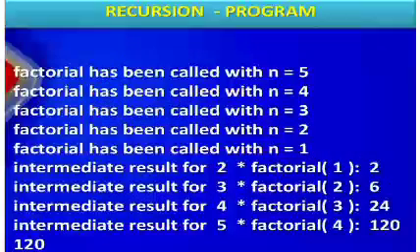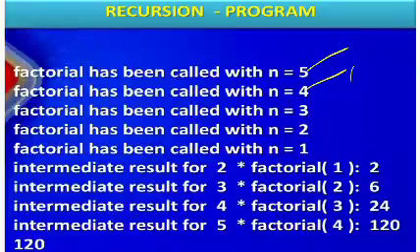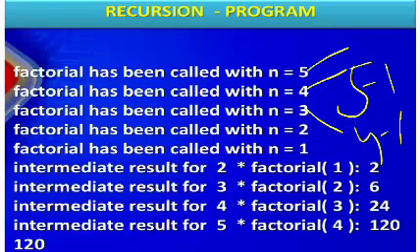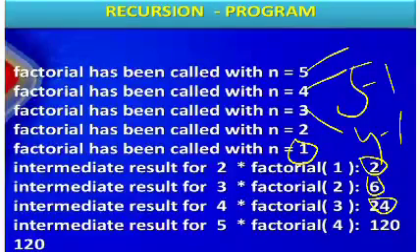Look here, we pass argument n, factorial has been called with value n, then the second time it repeats with n minus 1, it means 5 minus 1 is 4, and again 4 minus 1, and again 3 minus 1, and 2 minus 1. When n equals 1, it returns the value 1, and then 2 into factorial 1 is 2, 3 into 2 is 6, 4 into 6 is 24, and 5 into 24 equals 120. It is the final result of the recursive function.